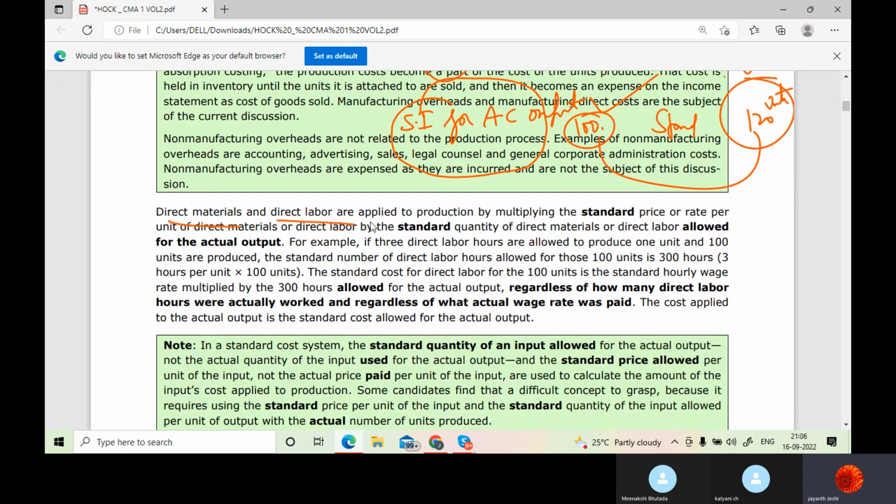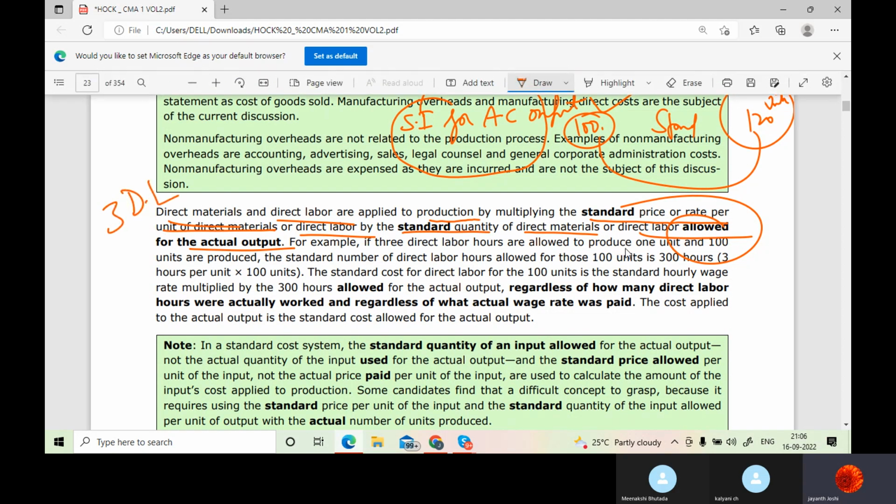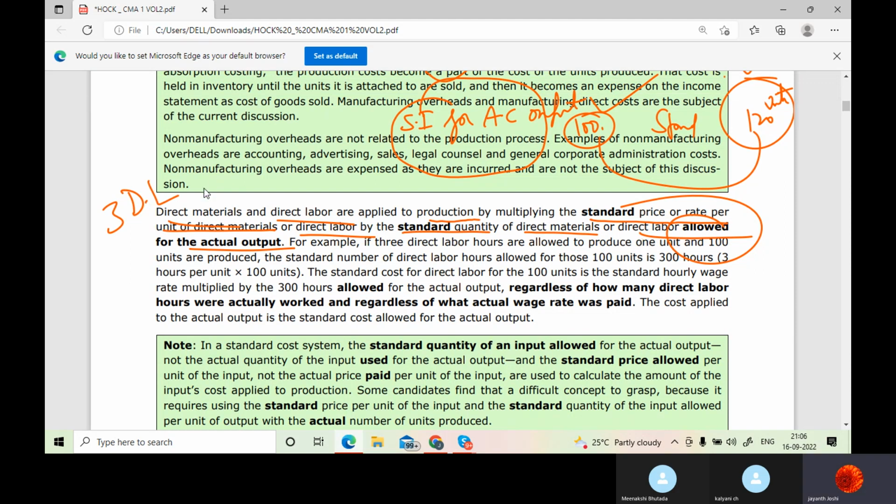Direct material and direct labor are applied to production by multiplying the standard price or rate per unit of direct materials or direct labor by the standard quantity of direct materials or direct labor allowed for actual output. That's what I said, allowed. Example: if three direct labor hours are allowed to produce one unit, so labor works for 3 hours to produce one unit, and 100 units are produced, the standard number of direct labor hours allowed for 100 units is 300 hours. That is the standard allowed for actual output.